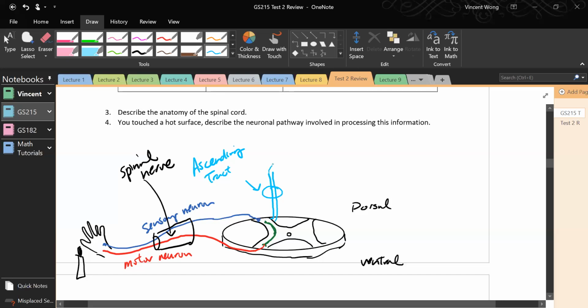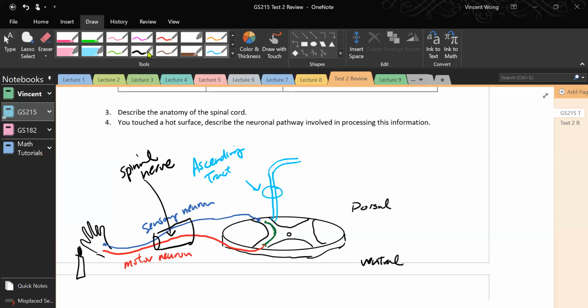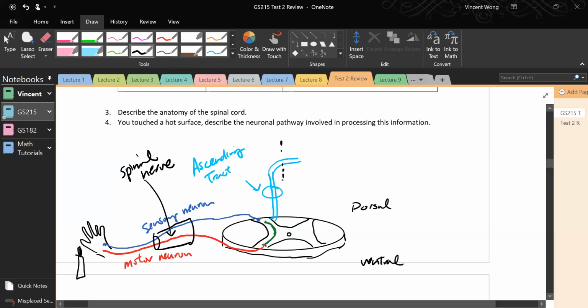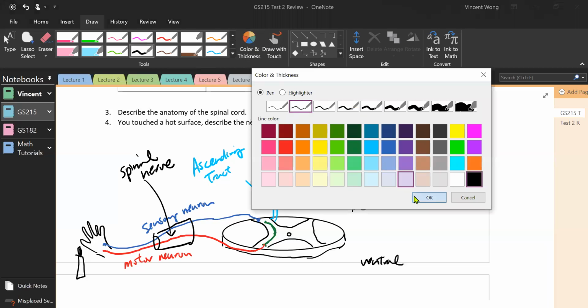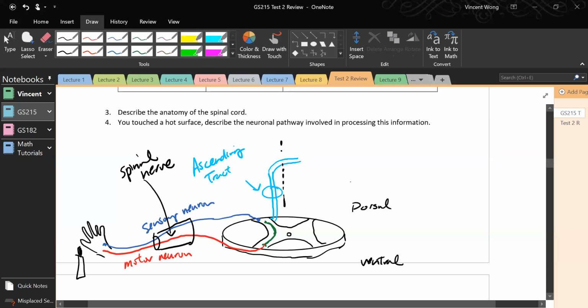Okay, and at the medulla oblongata, they will cross the midline. Okay, this is the midline. Midline is the center of the body, right? So at the medulla oblongata, I mentioned earlier, like 90% of the tracts.